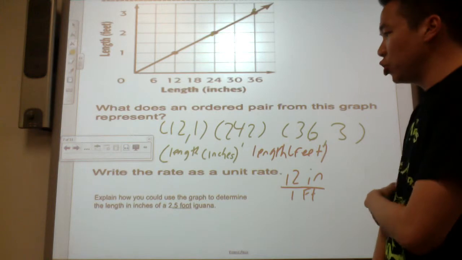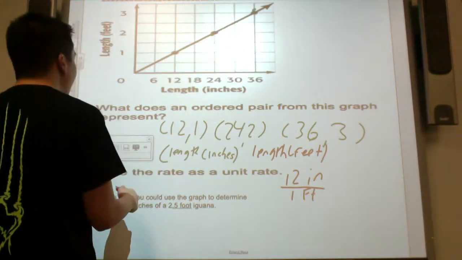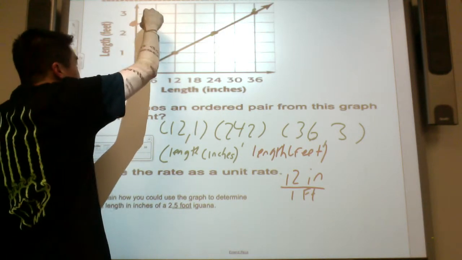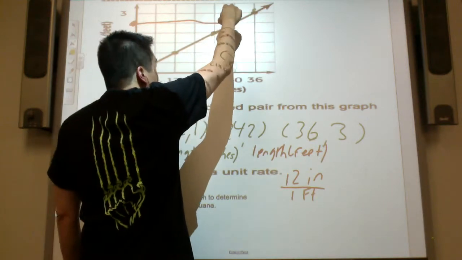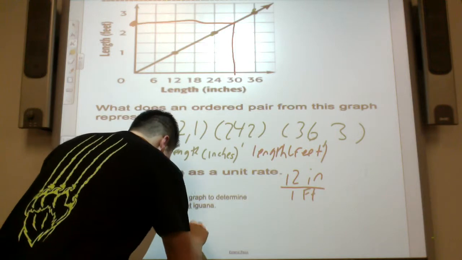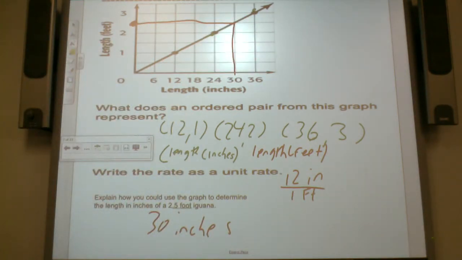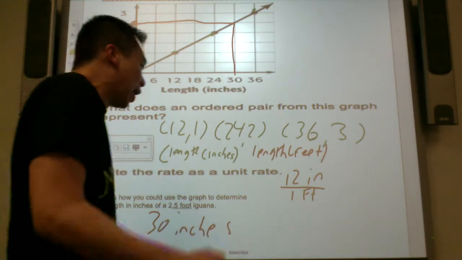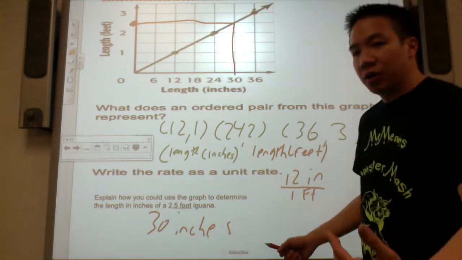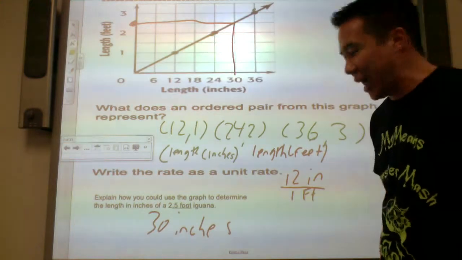Now explain how you could use the graph to determine the length in inches of a 2.5 foot iguana. Let's see, foot is on this side, so 2.5 would be right here. How many inches will that be? 30 inches. A 2.5 foot iguana is the same as 30 inches. However, you can use the ratio table and proportion to figure this out without using a graph.